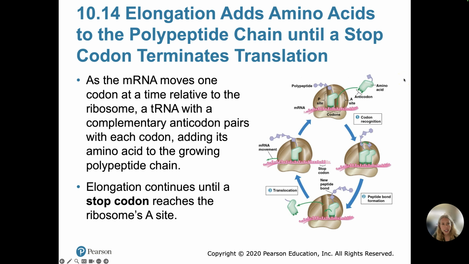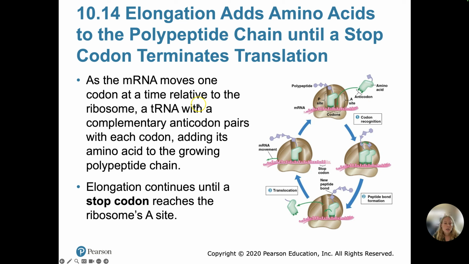The next step is elongation, and elongation adds amino acids to the polypeptide chain until a stop codon terminates translation. As the mRNA moves one codon at a time relative to the ribosome, a tRNA with a complementary anticodon pairs with each codon, adding its amino acid to the growing polypeptide chain. Elongation continues until a stop codon reaches the ribosome's A site, which is this site over here.